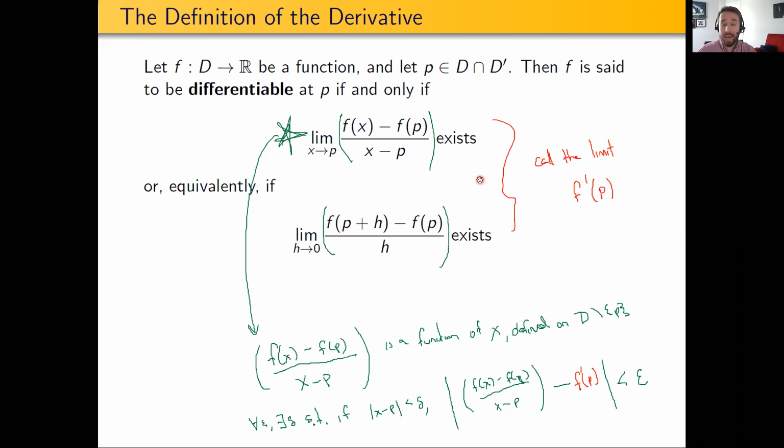So that is our introduction to the derivative. In videos to come, we will see how we can play around with this and derive a lot of the rules that we know and love and learned in Calc 1.